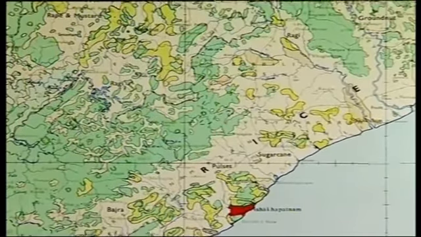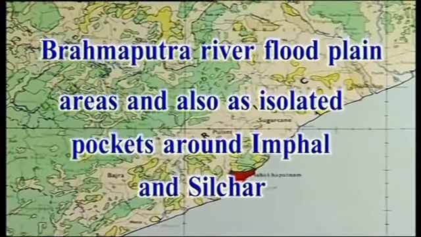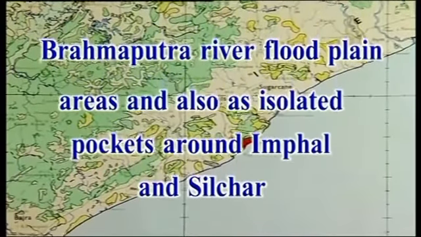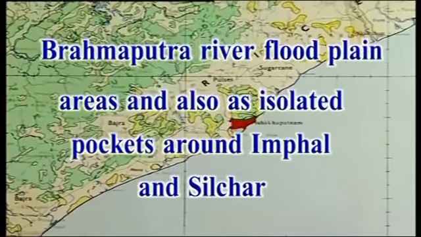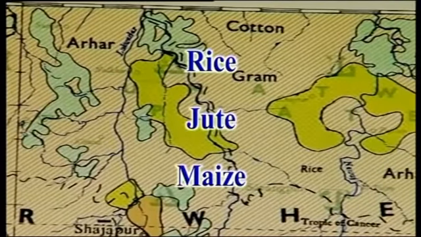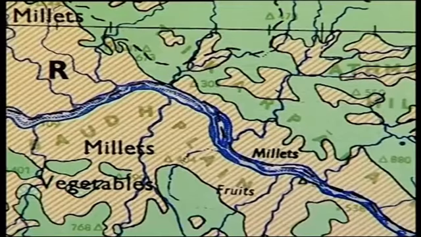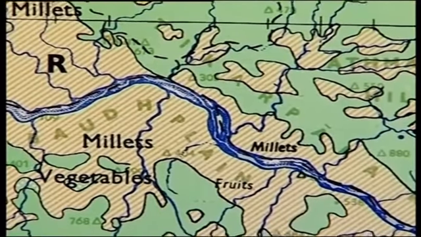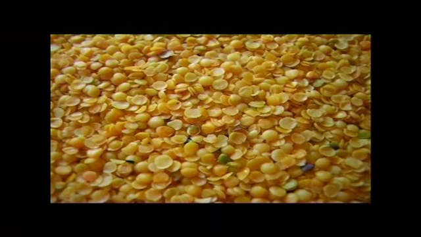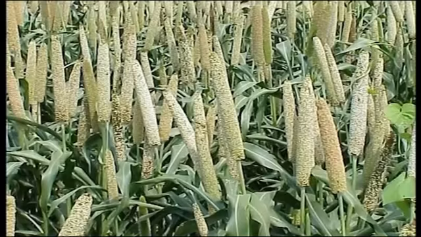The unirrigated croplands are distributed all along the Brahmaputra river floodplain areas and also in the form of isolated pockets around Imphal and Silchar regions. The major crops grown in the unirrigated zones are rice, jute and maize. The minor crops grown in the unirrigated zones are fruits, rapeseed, mustard, pulses, vegetables, potato, jute and millets.